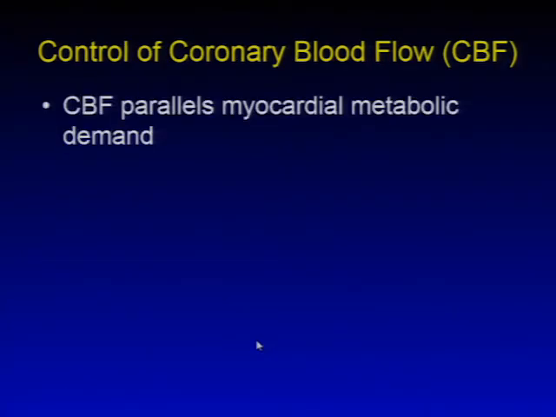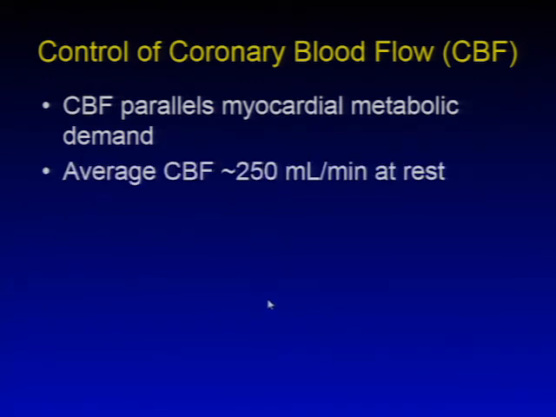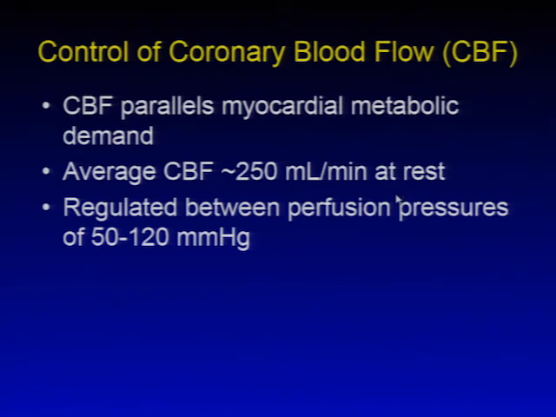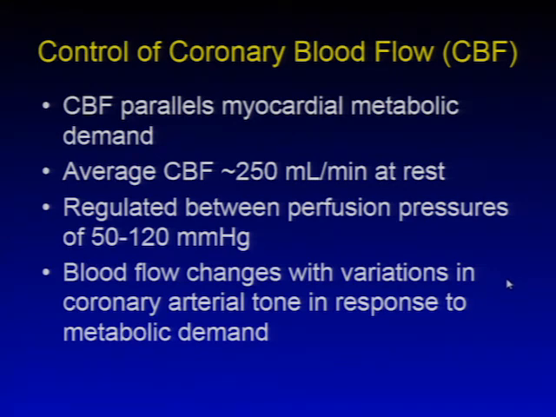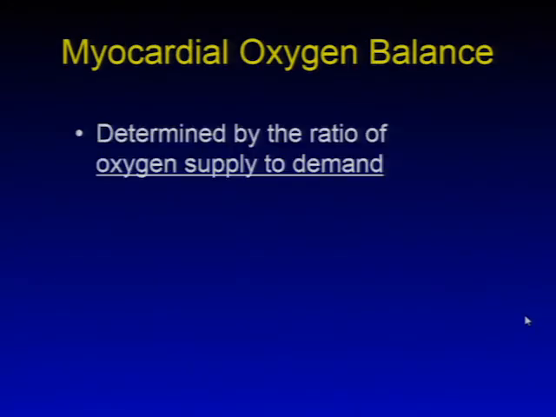How is coronary blood flow regulated? Well, it primarily parallels myocardial metabolic demand. The average coronary blood flow is about 250 mLs per minute at rest, and it's tightly regulated between perfusion pressures of 50 and 120 millimeters mercury. However, blood flow changes with variations in coronary arterial tone in response to metabolic demand.